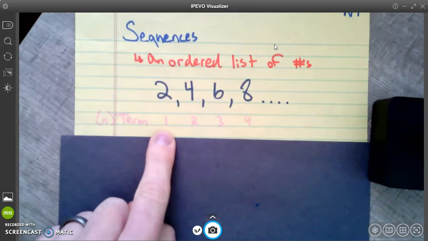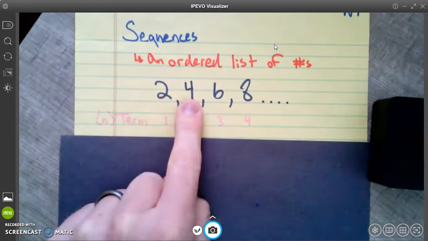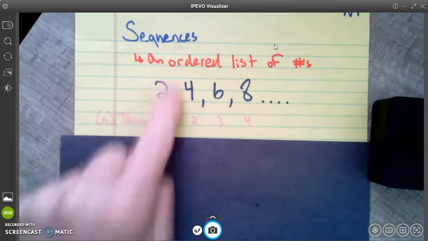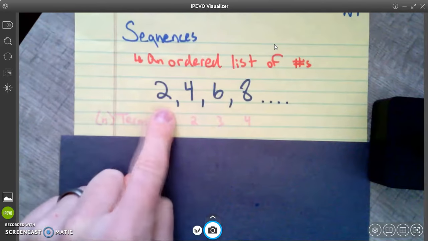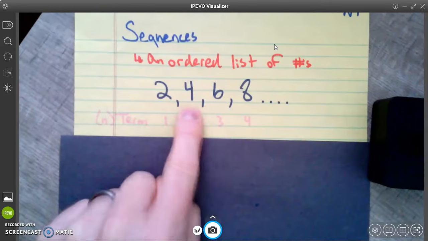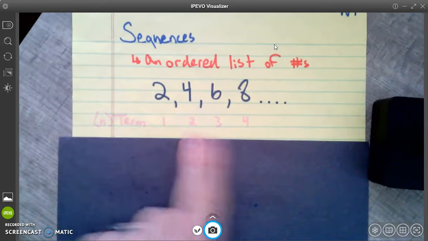And these are the term numbers. So this is the first term, second term, third term, fourth term. The actual term itself is the number. 2 is the first term. 4 is the second term. And we're going to use n's for these.